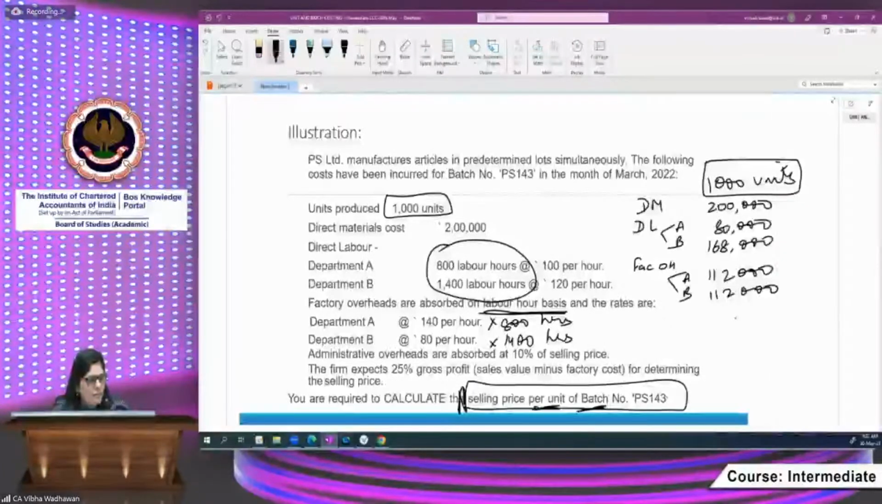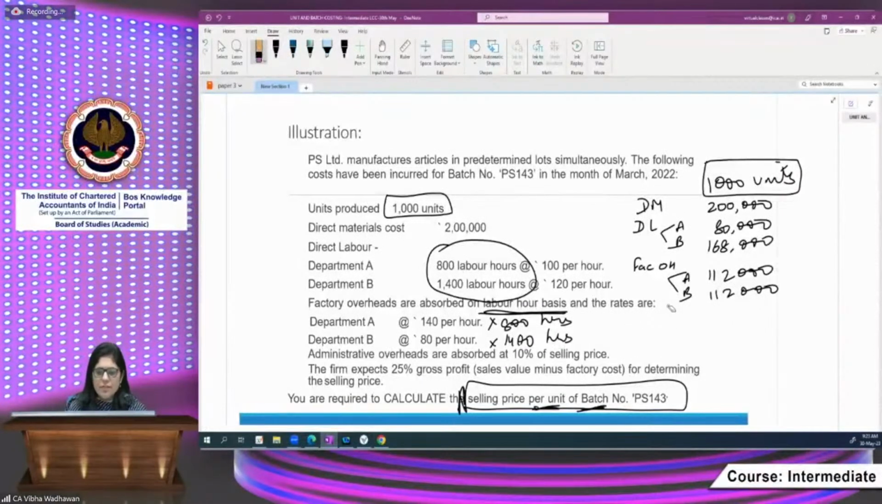Yes, 1,12,000 for each. Okay, so for factory overheads we have direct material, direct labor, and factory overheads. Administrative overheads are absorbed at 10% of selling price. First, let us do the total of this.